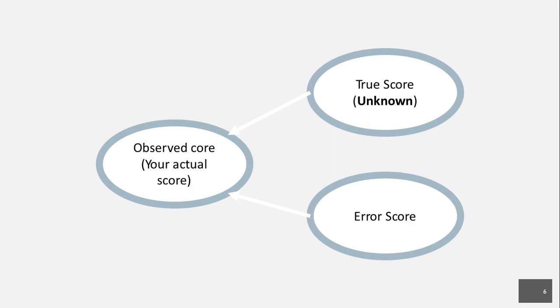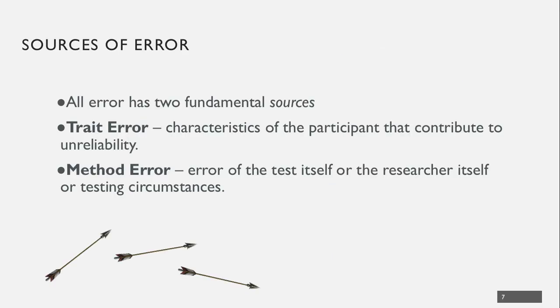Okay, so here's a visual of that. You have the true score and the error leading to the actual score that you got in your study. Okay, so there are different sources of error. Here are two fundamental sources of error: trait error and method error. Trait error are characteristics of the participant that contribute to unreliability.